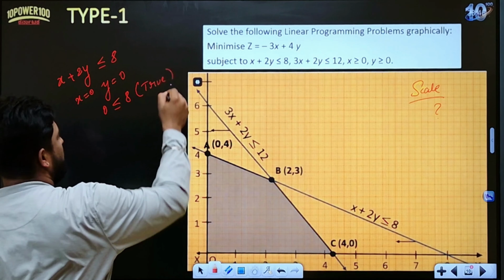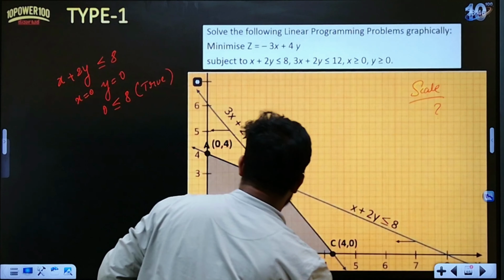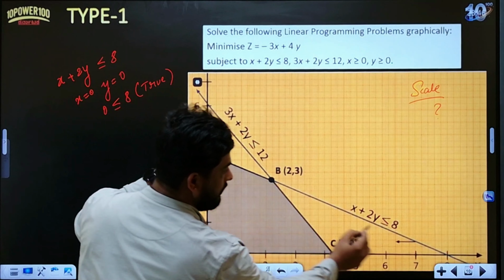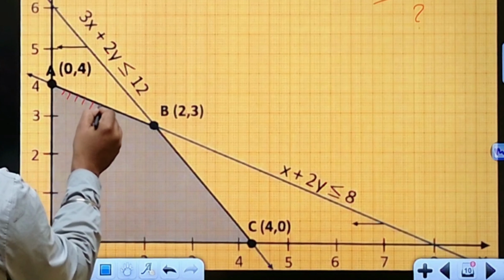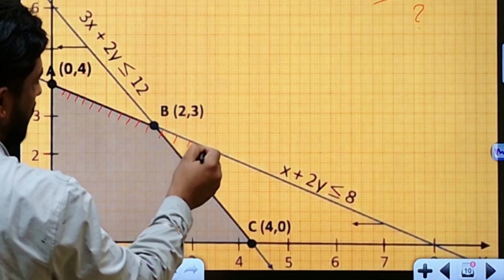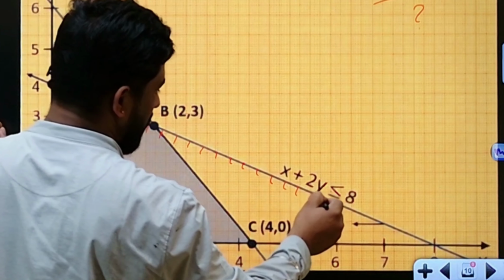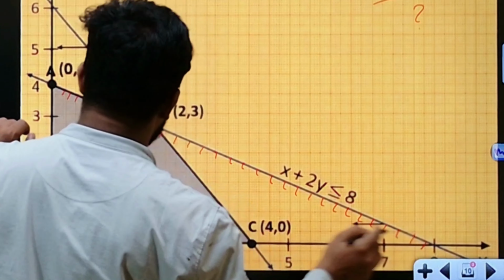It is this one, (0, 4) and (8, 0). So (0, 4) and (8, 0). The first line is this one, correct? So you will mark this side. Look at this. You will mark this side, since it is true.